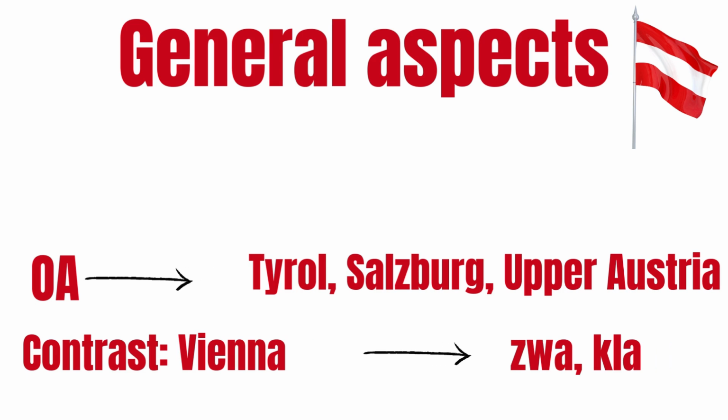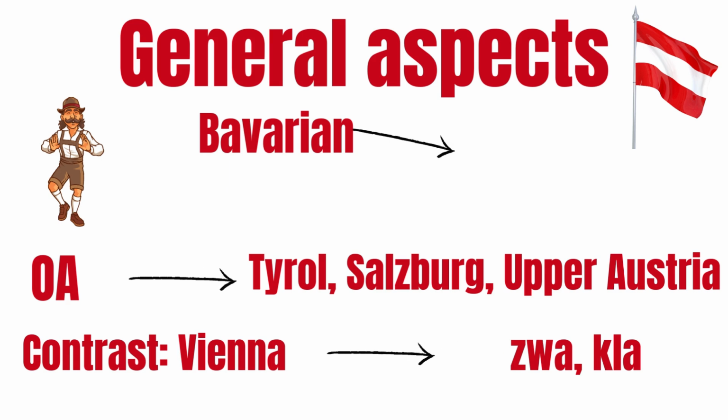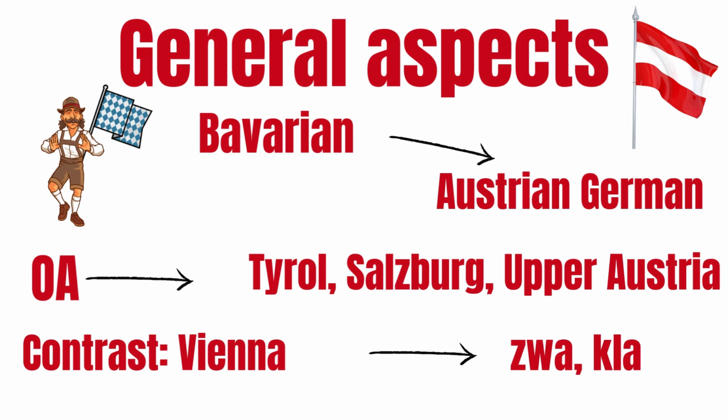The OA sound is a result of historical and regional linguistic evolution. Austrian German has been heavily influenced by the Bavarian dialect family, which includes melodic vowel shifts like this one. These changes give Austrian German its distinct character and make it recognizable to native speakers.